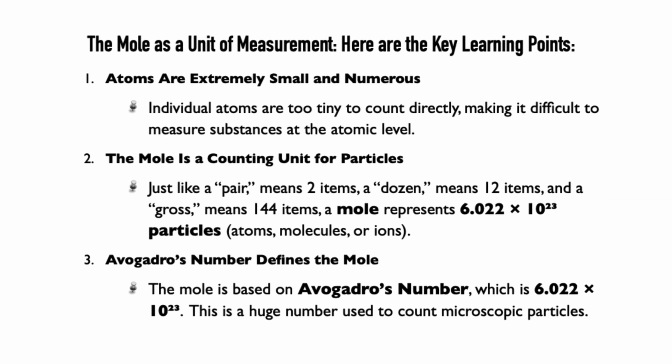Here are the key learning points. Atoms are extremely small and numerous. Individual atoms are too tiny to count directly, making it difficult to measure substances at the atomic level.